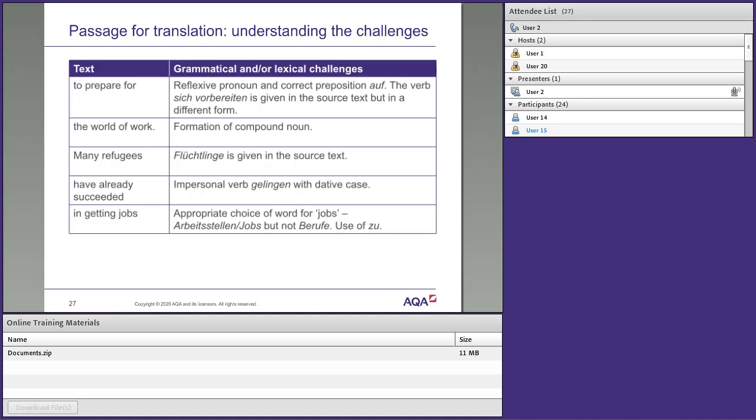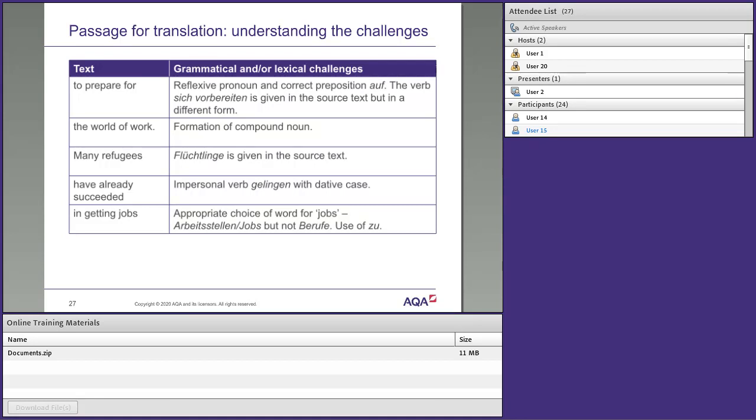To prepare for, again, reflexive verbs and the correct preposition using auf, and you'll see that again and again and again. The verb sich vorbereiten is given in the source text, but in a different form, so again that manipulation comes in. The formation of compound nouns with the world of work. Flüchtlinge was given in the source text, so it's spotting what's there for them already. Impersonal verbs, in this case we've got gelingen with the dative case. Again, you will see impersonal verbs come up a lot.